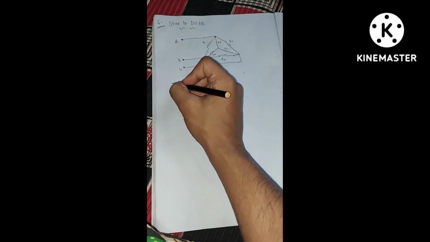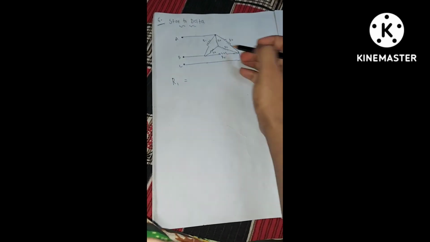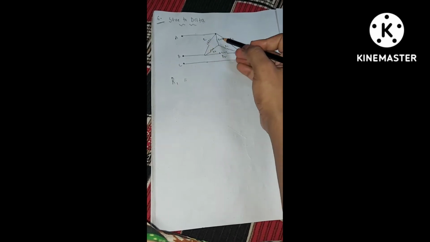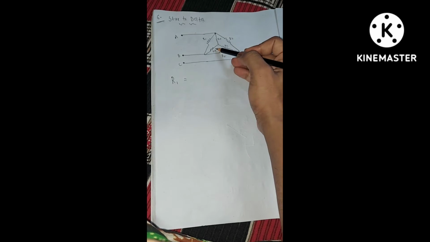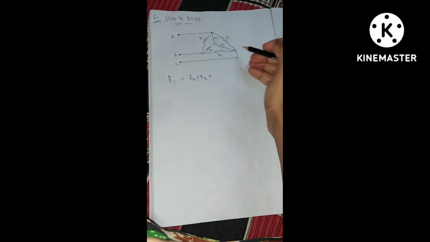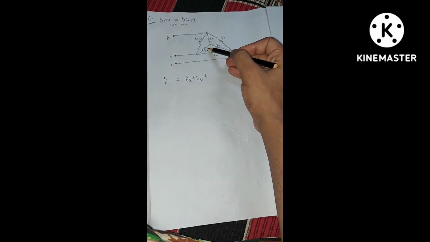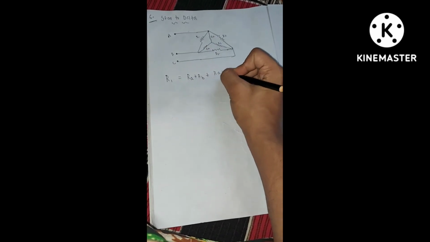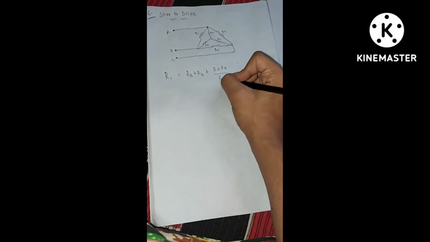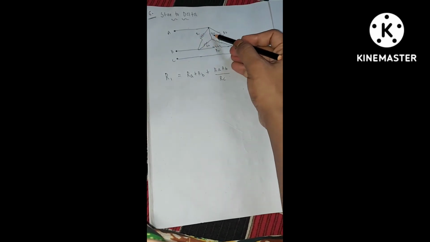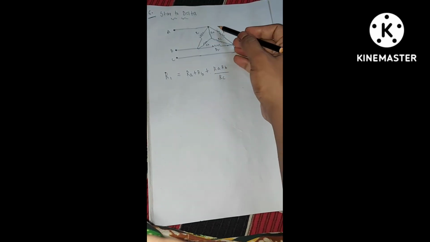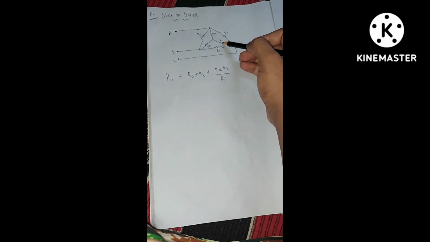So first of all, R1. We have to find R1. R1 is equal to RA plus RB plus the multiplication of both, RA into RB, divided by the third one, RC. That is, R1 is equal to RA plus RB plus RA into RB by RC.